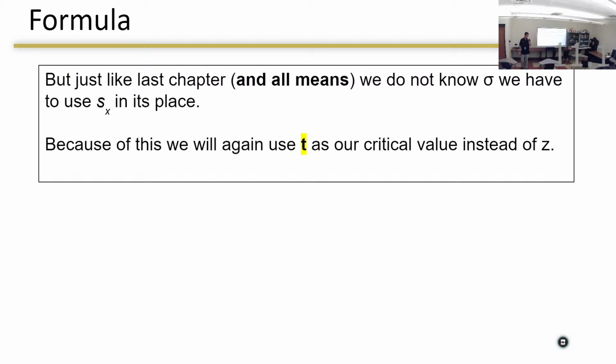Just like last chapter, with all means, we don't know the population standard deviation. Because we don't know that, we're using t's as our critical values. T's go with means. Z's go with proportions. If it's proportional data, you're using z's: normal CDF, inverse norm, whatever we have to do. If it's means, we're using t's: t CDF, inverse t. Always, always, always.